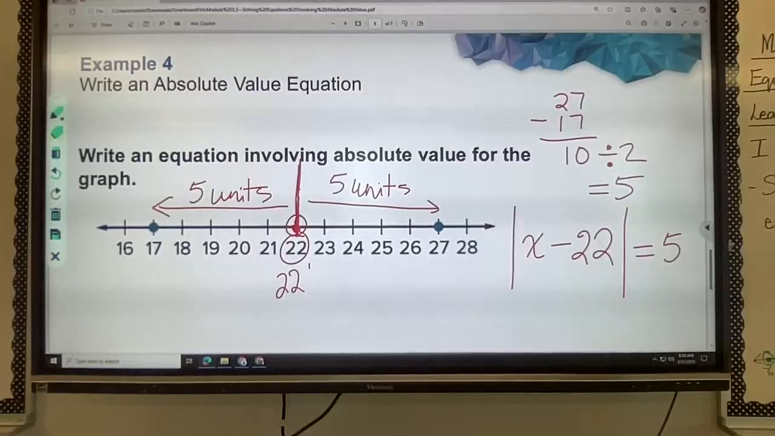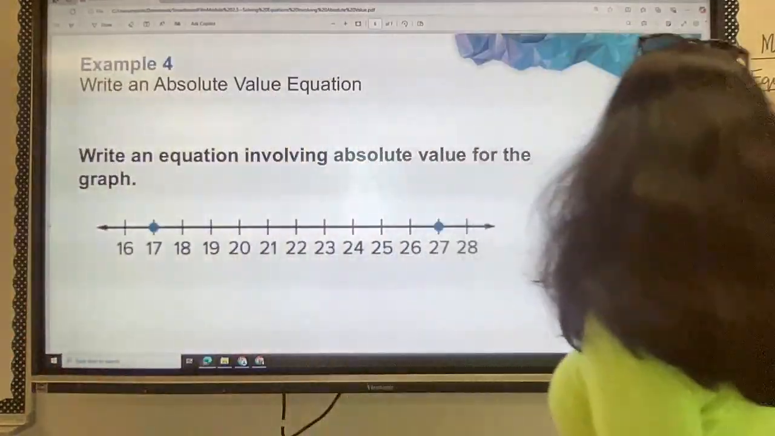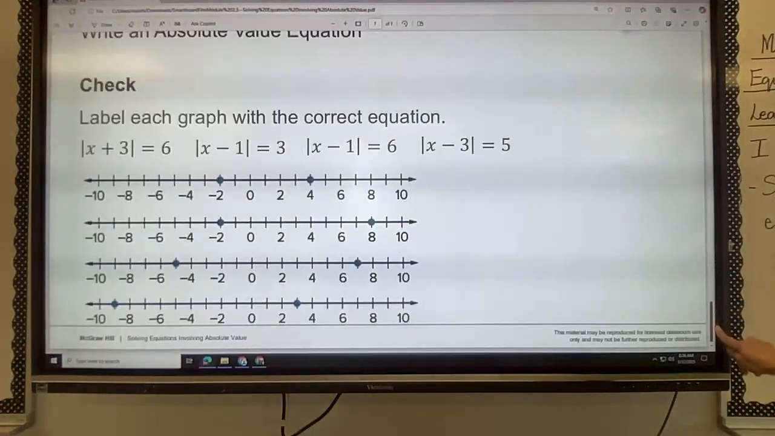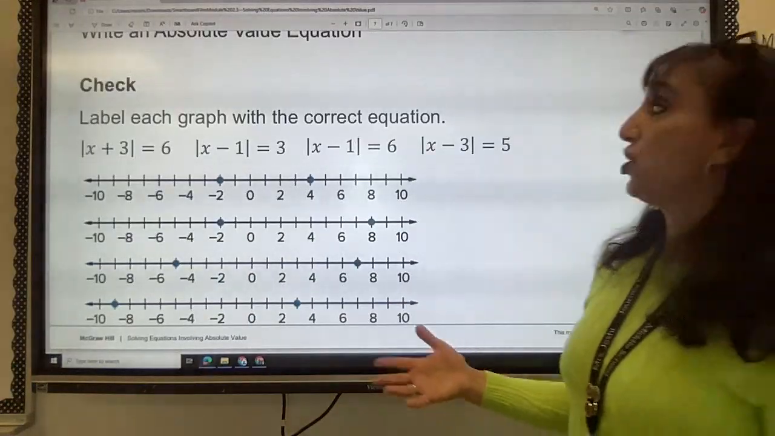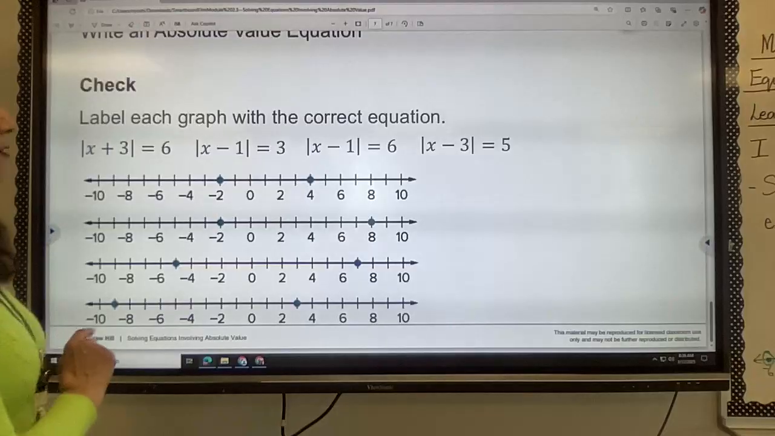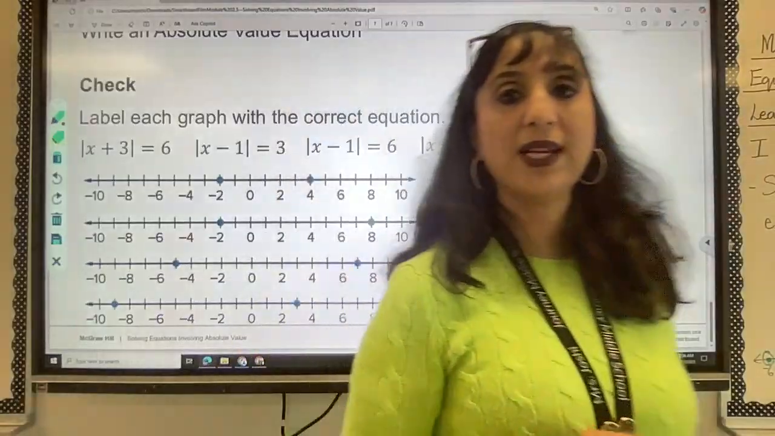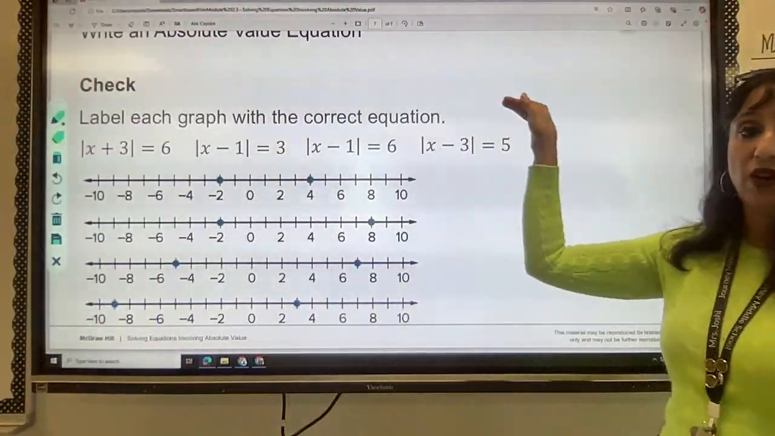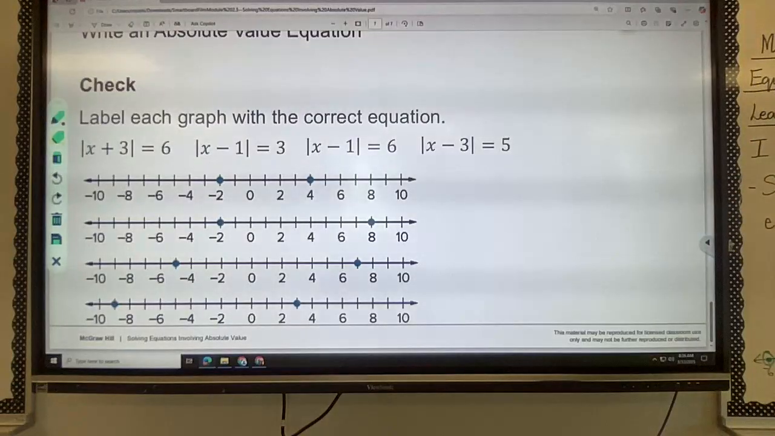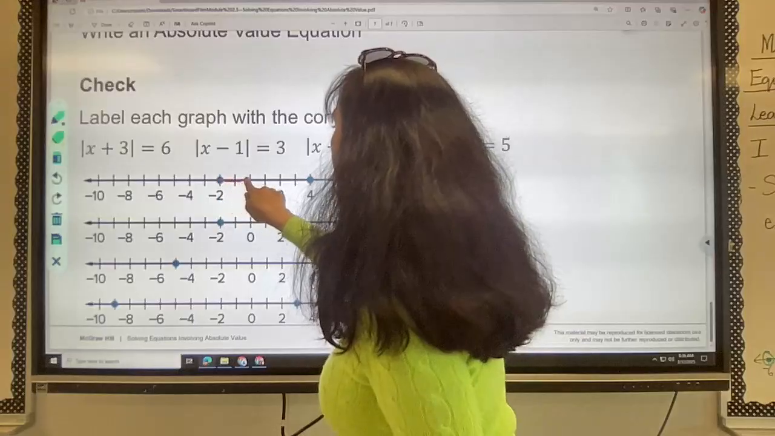All right, let's do one last one where the midpoints are so you understand what I am doing. So here's one. And we are going to label each graph with the correct absolute value equation. And my equations are written on the top. Okay, so let's look at the first one. And I have this distance. This is my distance.